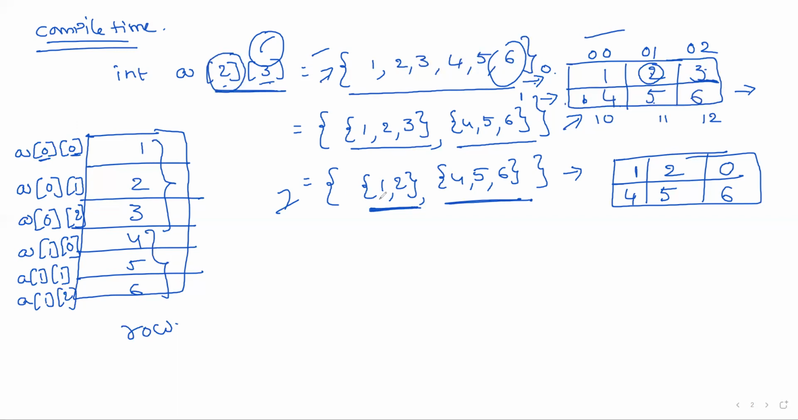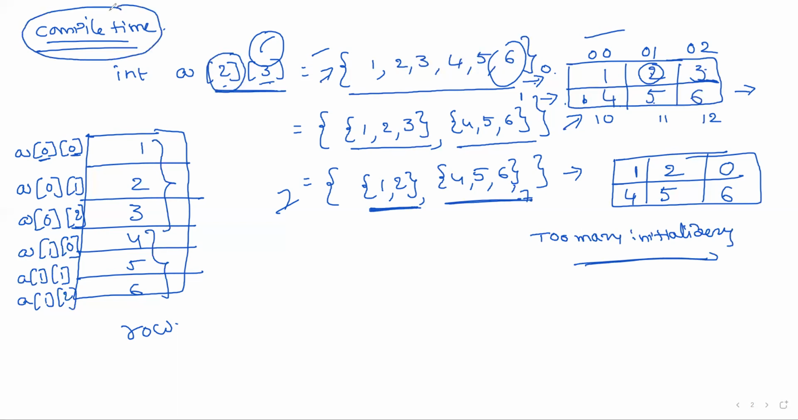For example, the same thing. If you are assigning 4, 5, 6, comma 7, more values than the allocated size, then what is the error? We already discussed. The error is too many initializers. This is called compile time initialization.